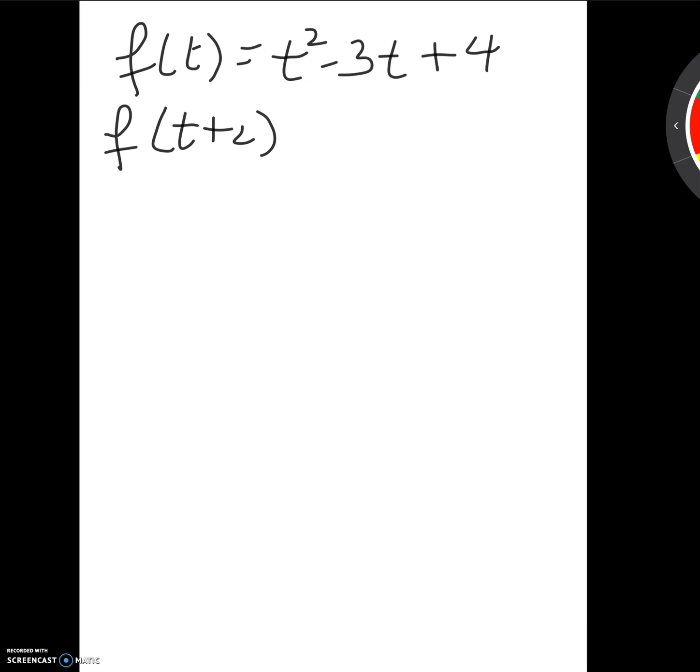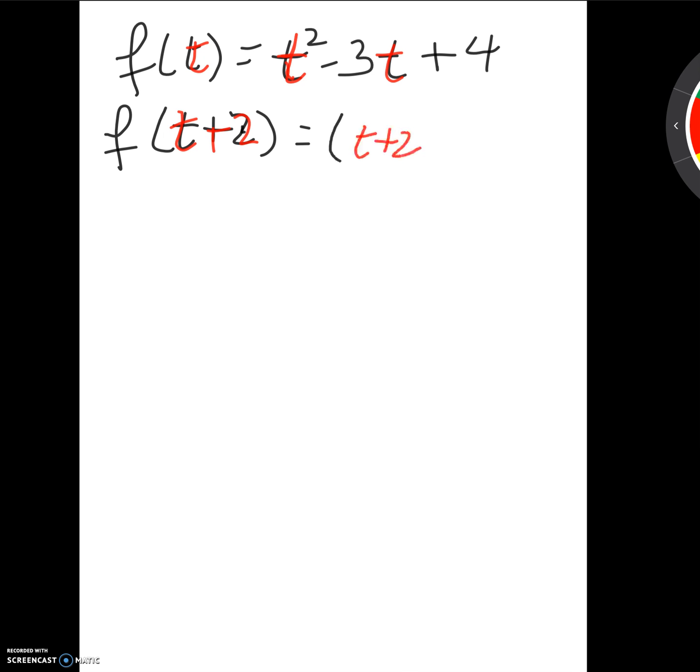Okay, so now it's a little different. Now we're dealing with substituting in a binomial instead of just substituting in a numerical value for this. But the general idea is the same. Anytime I see a t, which we have over here in this function, and over here, and over here, I want to replace that t with t plus 2. So substituting in initially, we get the following.